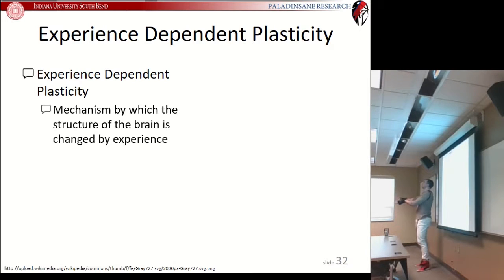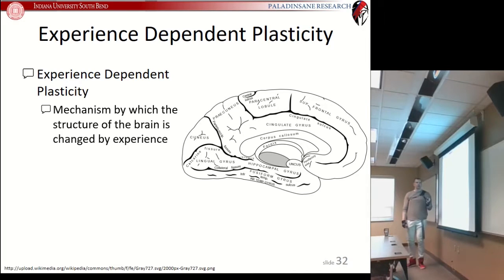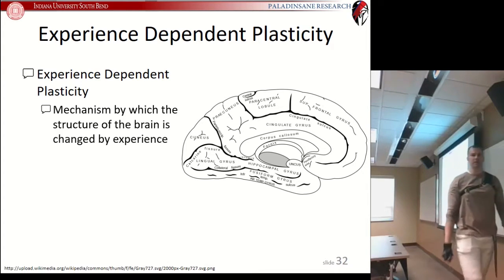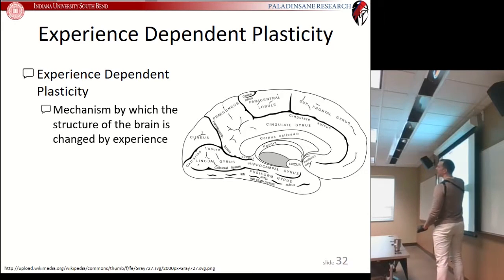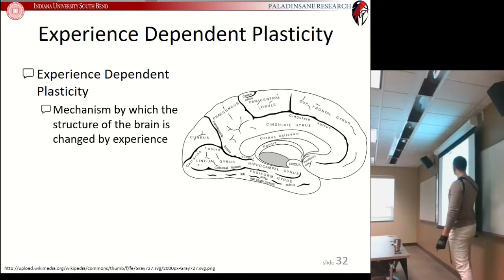We get better at processing things the more we experience them, the more we practice them. But this experience-dependent plasticity also shows up in your actual brain structure, because your brain structure will change by experience. So depending upon how much you practice something, how much you experience something, your actual neurons in your brain and structure of your brain will change depending upon that experience. So your brain is plastic. It can change, but it depends upon having that experience.